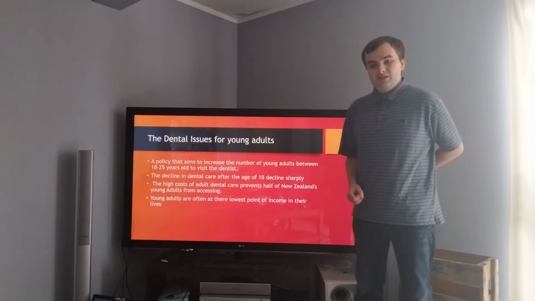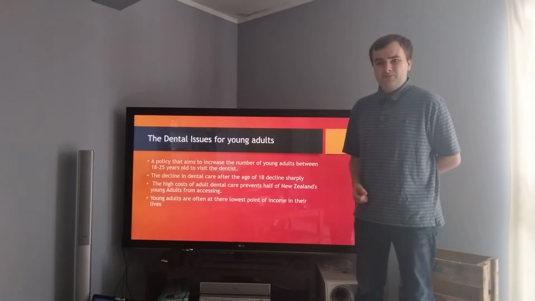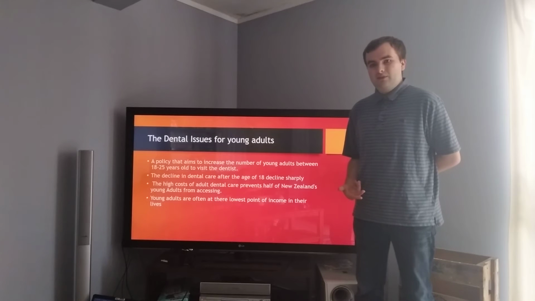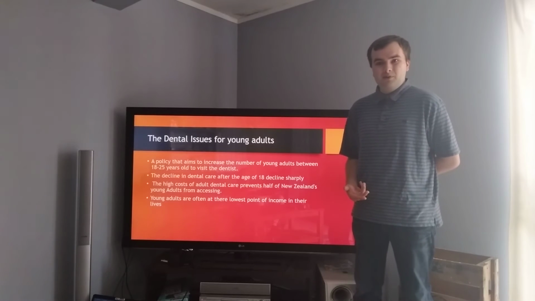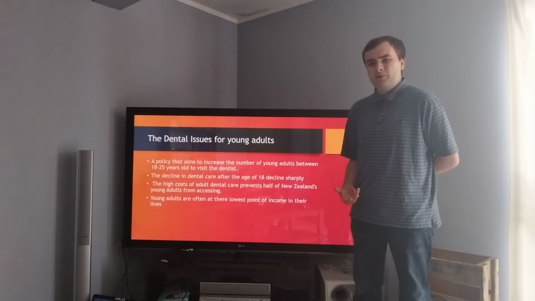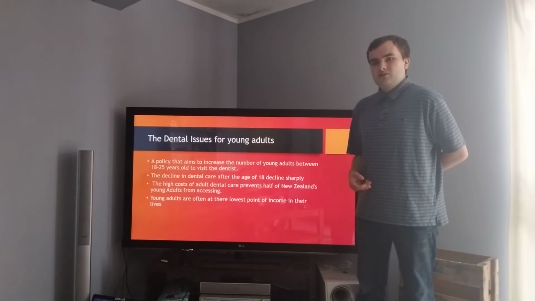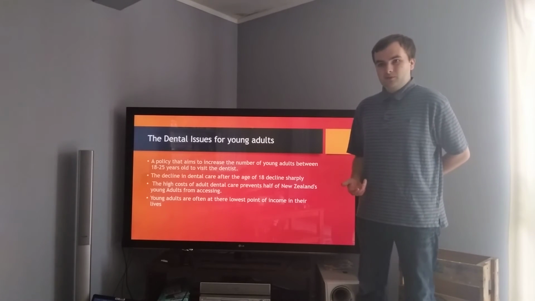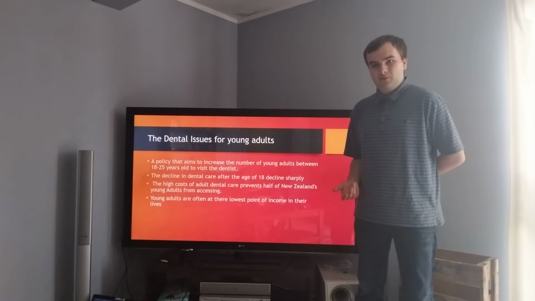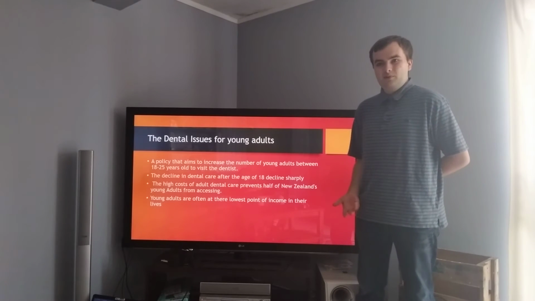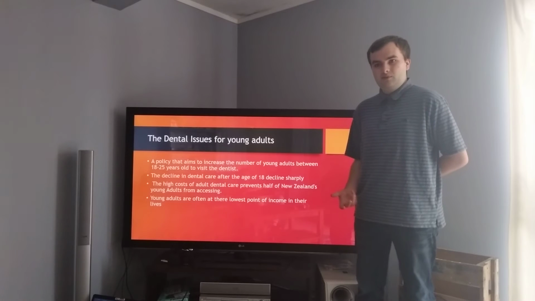Dental issues are a severe problem for young adults, as it's known that after the age of 18, the number of people going to dentists and receiving dental care declines sharply. Young adults are also incredibly vulnerable to not going to the dentist more often due to them being at their lowest point of income over their life.